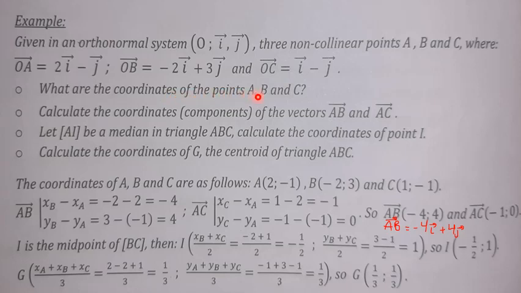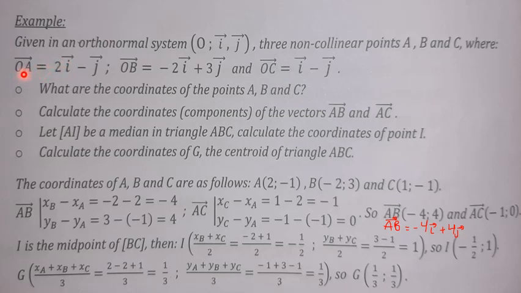Calculate the coordinates or components of the vectors AB and AC. So, to find the coordinates of AB, we have to find x and y. We can write it in this form: x of B minus x of A. So, x of B is -2, -2 minus 2 is -4, and y of B is 3, minus -1 is +1, 3 plus 1 is 4. So the coordinates of AB is -4, 4. So we can write the coordinates of a vector like the coordinates of a point in this form.